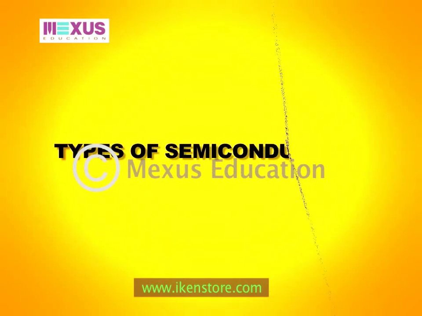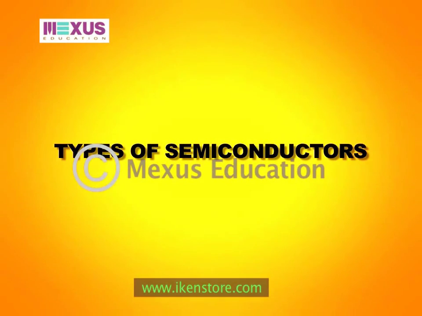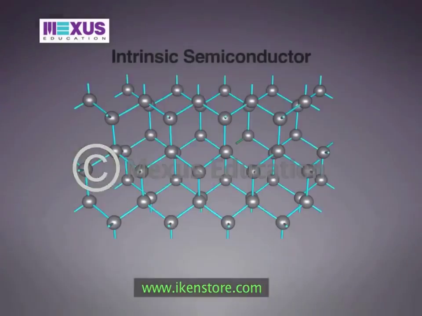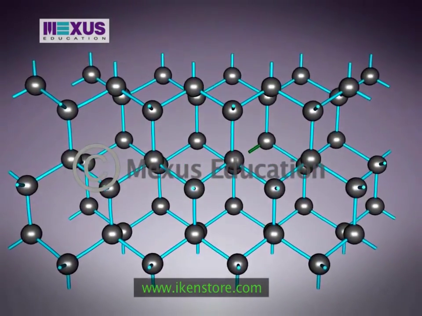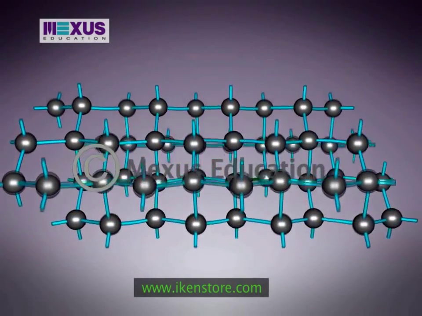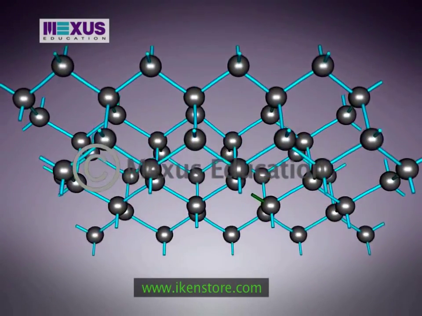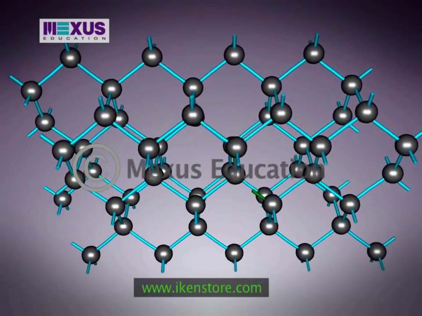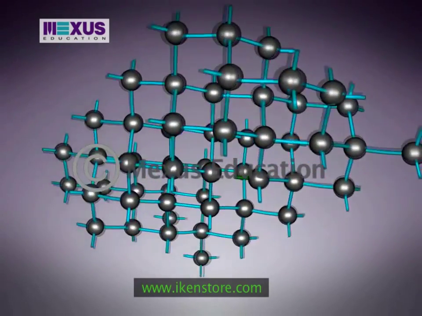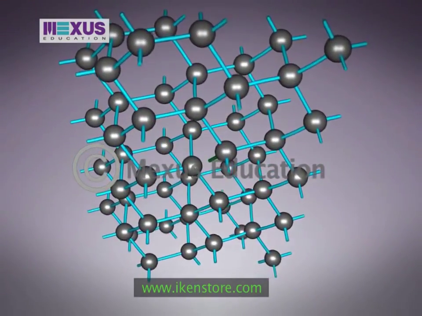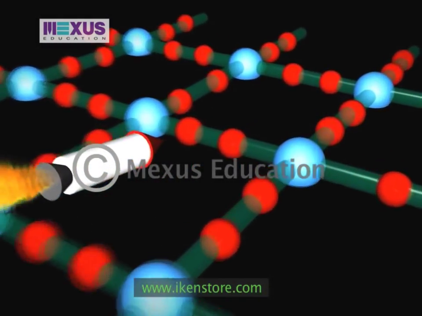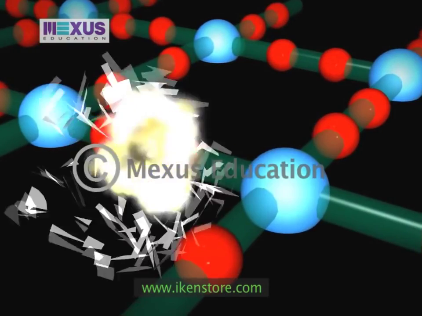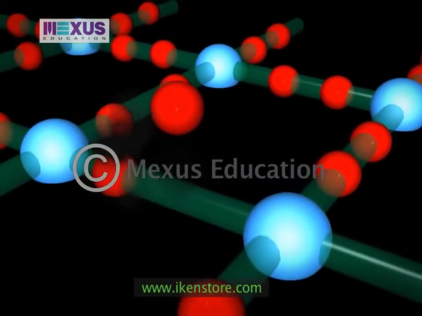Types of semiconductors. Intrinsic semiconductor. An intrinsic semiconductor is one which is pure enough that impurities do not appreciably affect its electrical behavior. Example: germanium and silicon. At room temperature, the valence electrons absorb thermal energy and get excited.